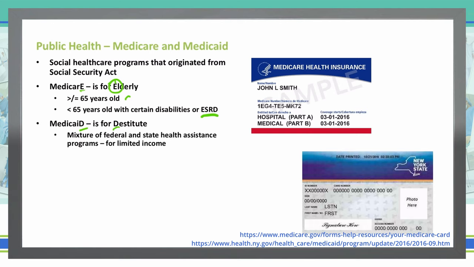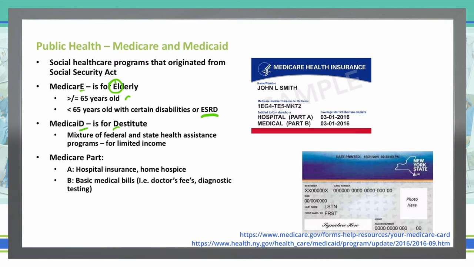So back to Medicare particularly. Medicare has four different parts to it. All right, we have Part A, B, C, and D. Part A is going to be coverage for hospitals and home hospice. So if you need coverage for a hospital visit, you have to have Medicare Part A. Medicare Part B, this is what helps pay for your medical bills when you go see a doctor, when you have tests run, that kind of thing.